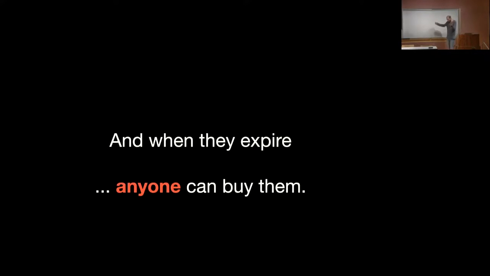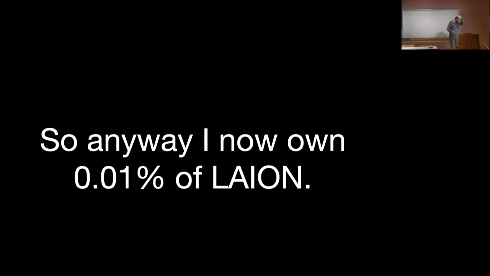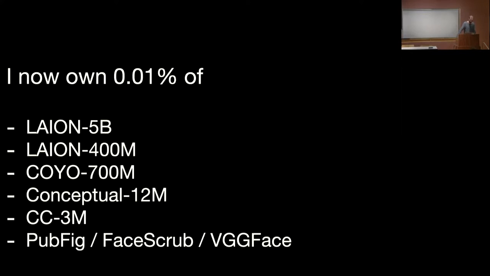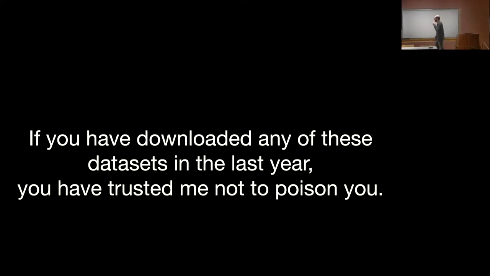Okay, and it turns out when domain names expire, anyone can buy them. In particular, I can buy them. So anyway, I own 0.01% of LAION-400M, COYO-700M, Conceptual 12M, Conceptual Captions 3M, PubFig, FaceScrub, and VGG Face. So if you have trained a model on any of these data sets in the last year, you have explicitly gone to one of my servers and asked me for data and I have returned something to you.